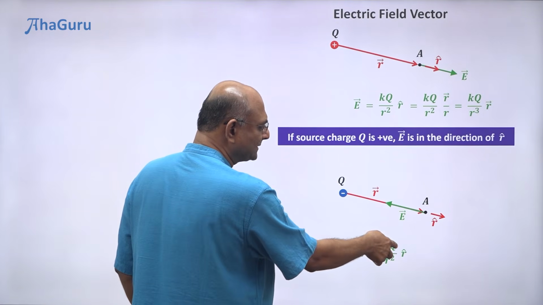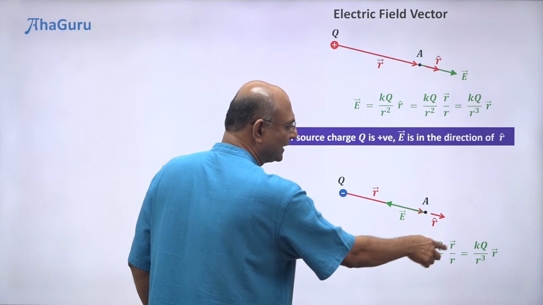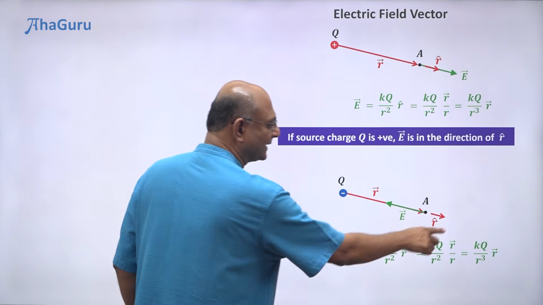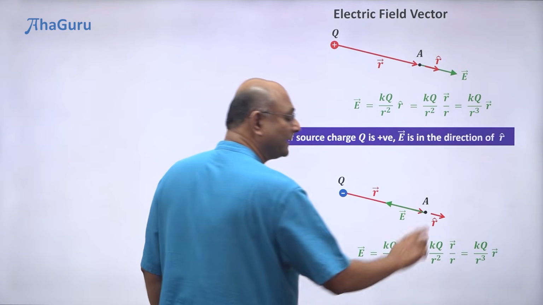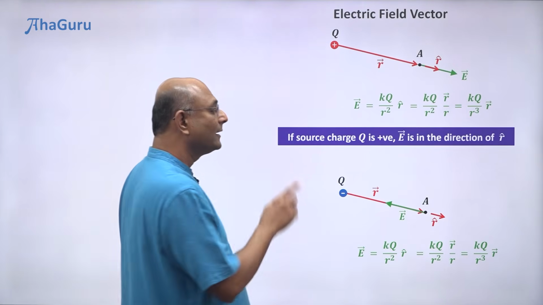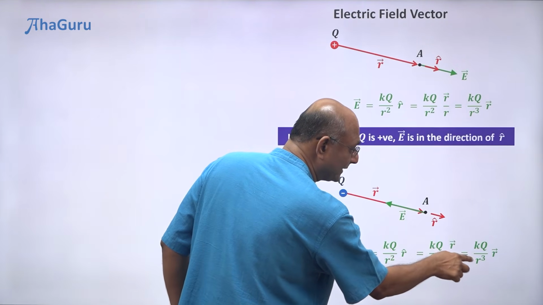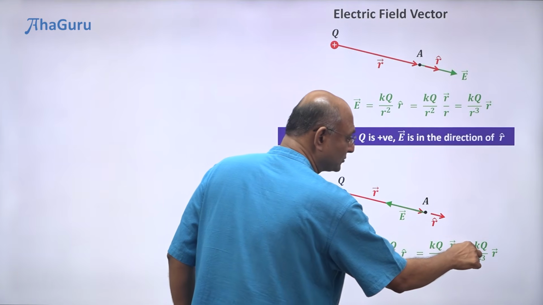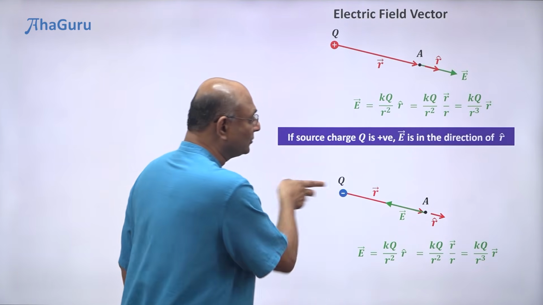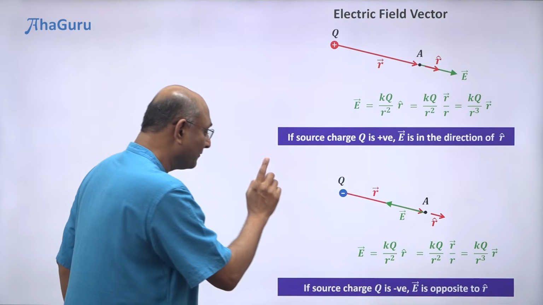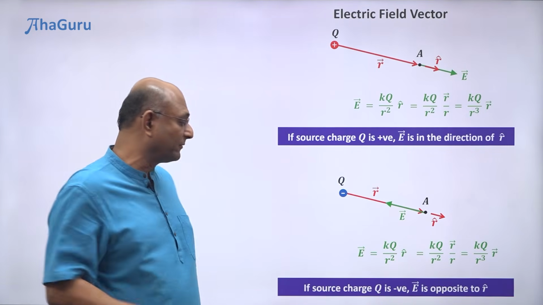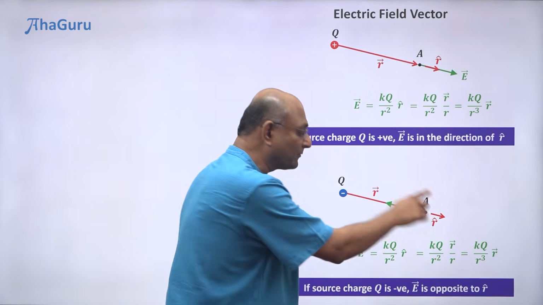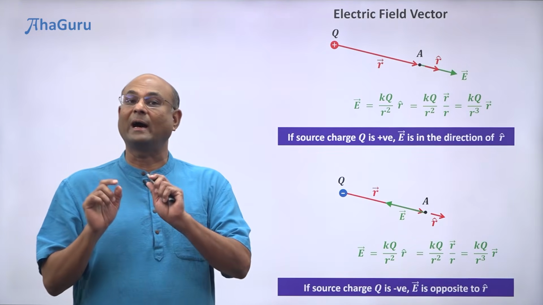Of course, r cap is r vector by r. So if I put that in, I can write the electric field as kq by r cube times r vector, except q is going to be negative. So this whole thing will become negative. That means the electric field is going to be opposite to the r direction. When the source charge is negative, q is negative, the electric field is opposite to r cap.